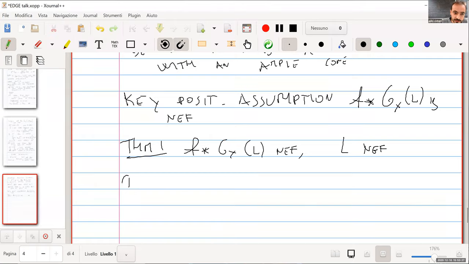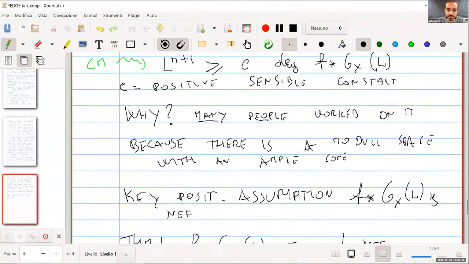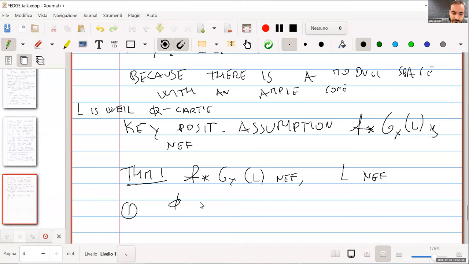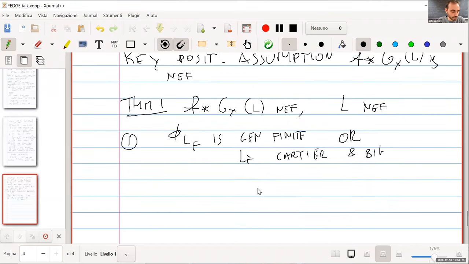The most important assumption is that L is NEF, then some more or less important assumptions. And then result one: I forgot to say before, L is a Weil divisor, Weil Q-Cartier on X. So if phi of L_F is generically finite, or L_F is Cartier and big, if you have one of these two, then you get that L^(n+1) is greater or equal than the degree.